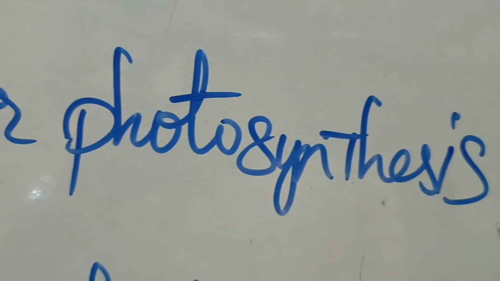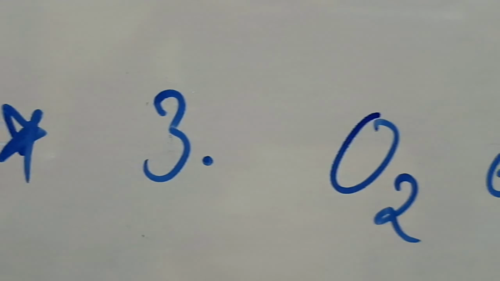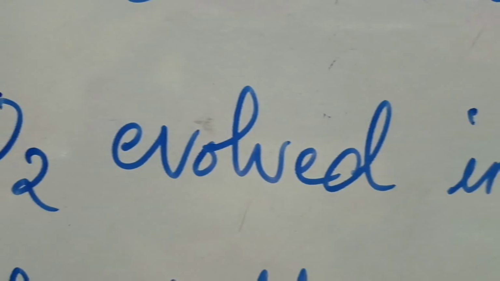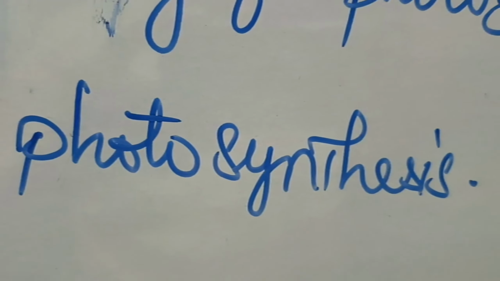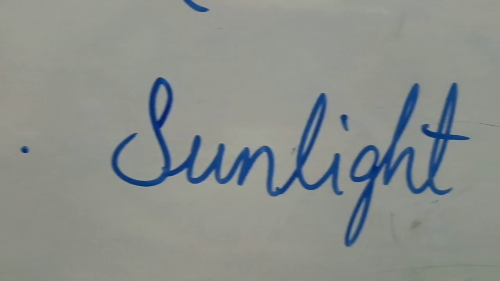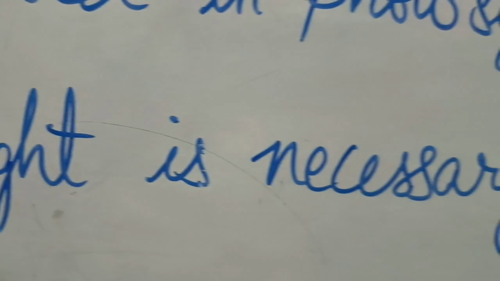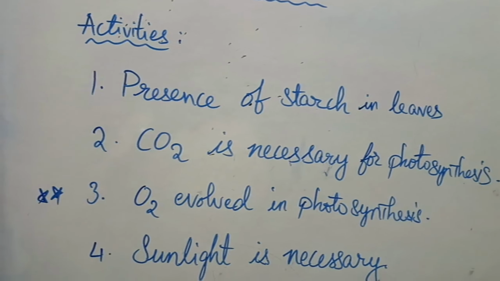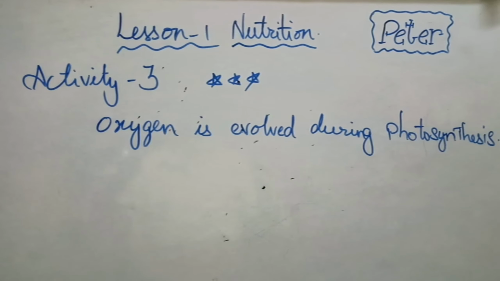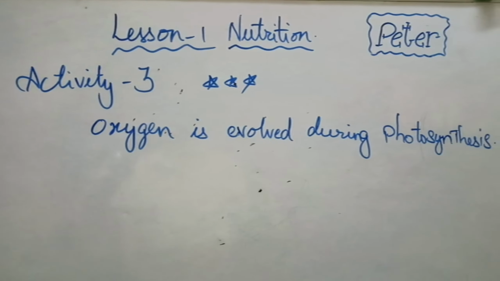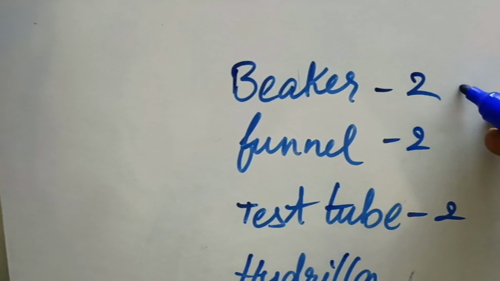If you have not seen them, go and see them from the description. The third one is oxygen evolved in photosynthesis. This is a very important one and a lab activity. And the fourth one is that sunlight is necessary. These are the four. In this video we are going to discuss the third experiment. It is a very important one now: oxygen is evolved during photosynthesis.